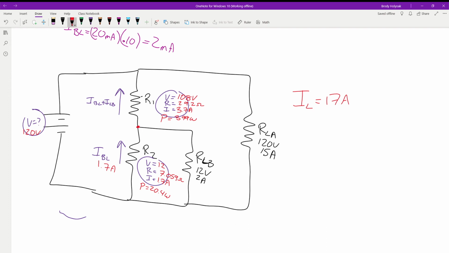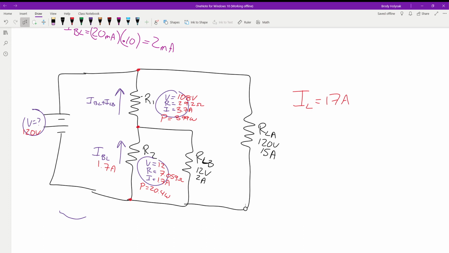Okay. So do you get where the voltage for R2 is? When we look from this point to this point, what's our voltage? 120, because it's in parallel. This point and this point is in parallel with that one. So we should have 120 volts.